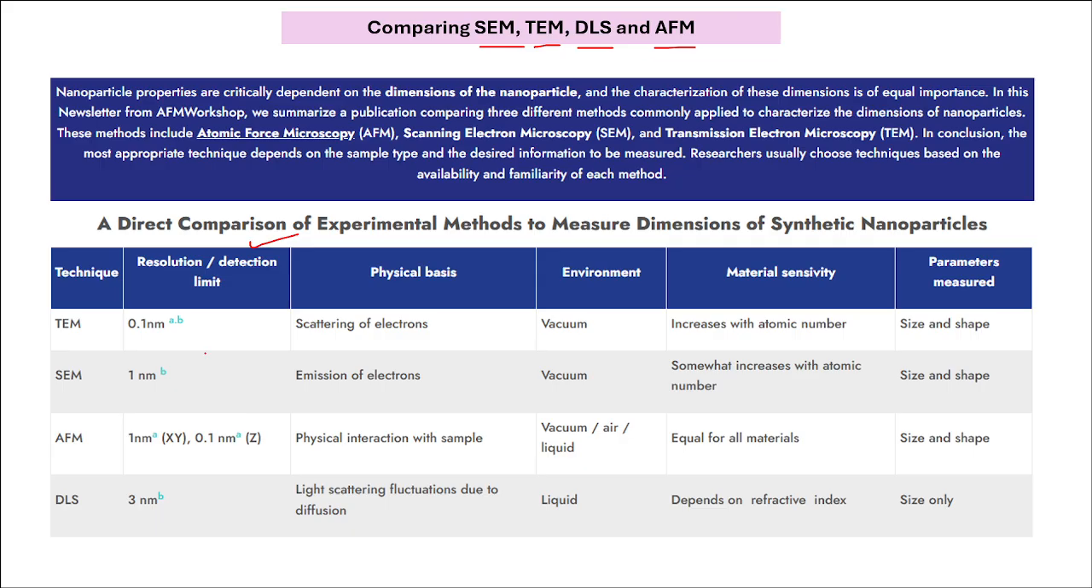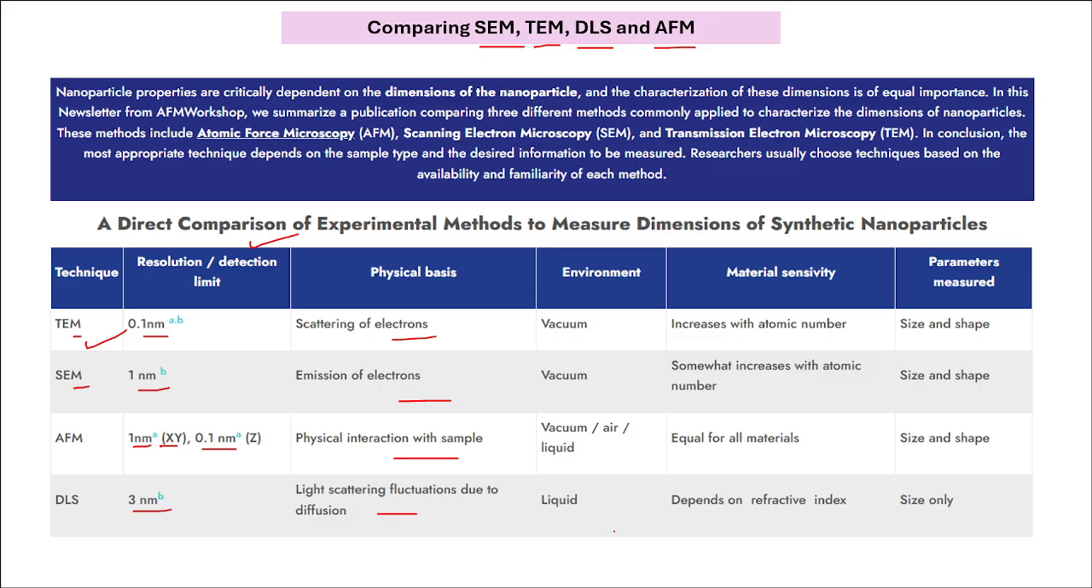Okay, sorry. So in transmission electron microscopy, the resolution or detection limit is 0.1 nanometer. In SEM, it is 1 nanometer. When we are talking about resolution, the resolution of transmission electron microscopy is better than scanning electron microscopy, right? When we're talking about atomic force microscopy, it is 1 nanometer in XY and 0.1 nanometer in the Z plane. DLS is 3 nanometers. So scattering of electrons, emission of electrons, physical interaction with sample, light scattering fluctuation, all these we have studied.